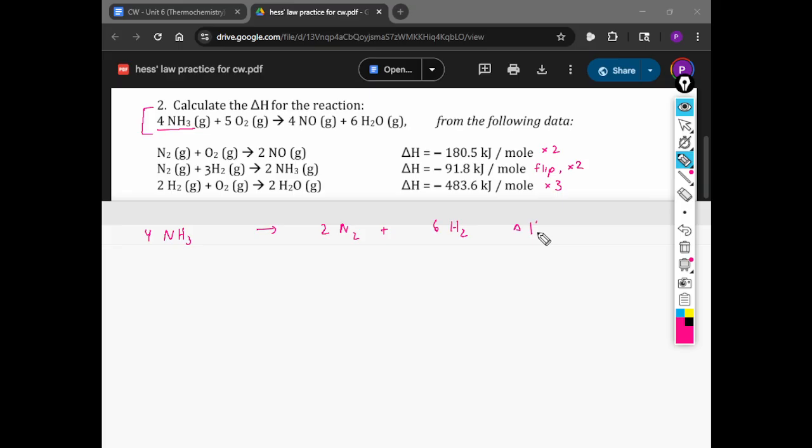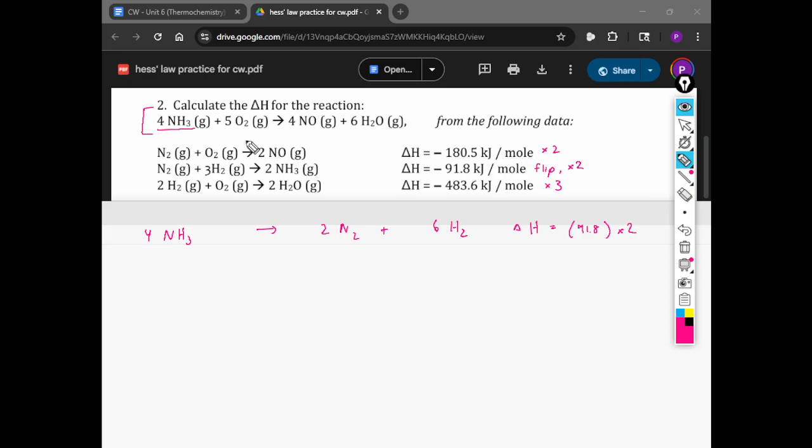And so for your delta H, you will have to flip the sign, so it'll be positive 91.8 times 2. And that's equation 2. Any questions on that first step? Hopefully not too bad.